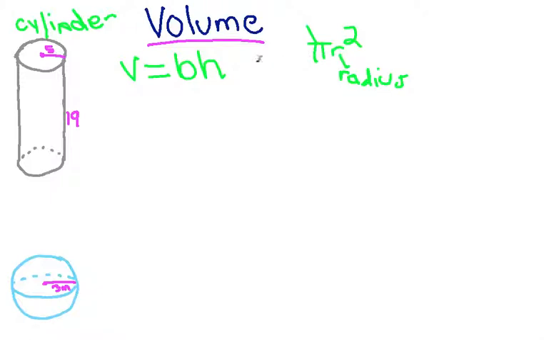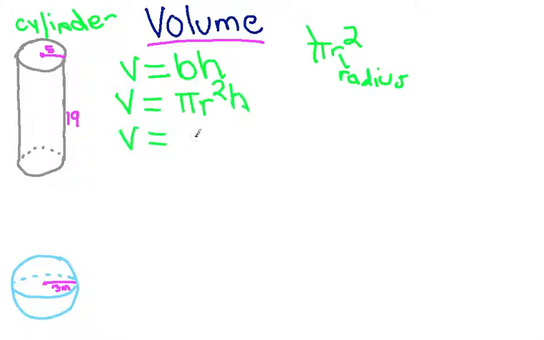Well, since the base area is pi r squared, then the volume formula for a cylinder is just pi r squared h, because it's the same thing as base times height. We're just saying it in a different way. Well, let's try to find the volume of this cylinder in terms of pi. So when we have volume equals pi r squared h, then we just have to plug the values in.